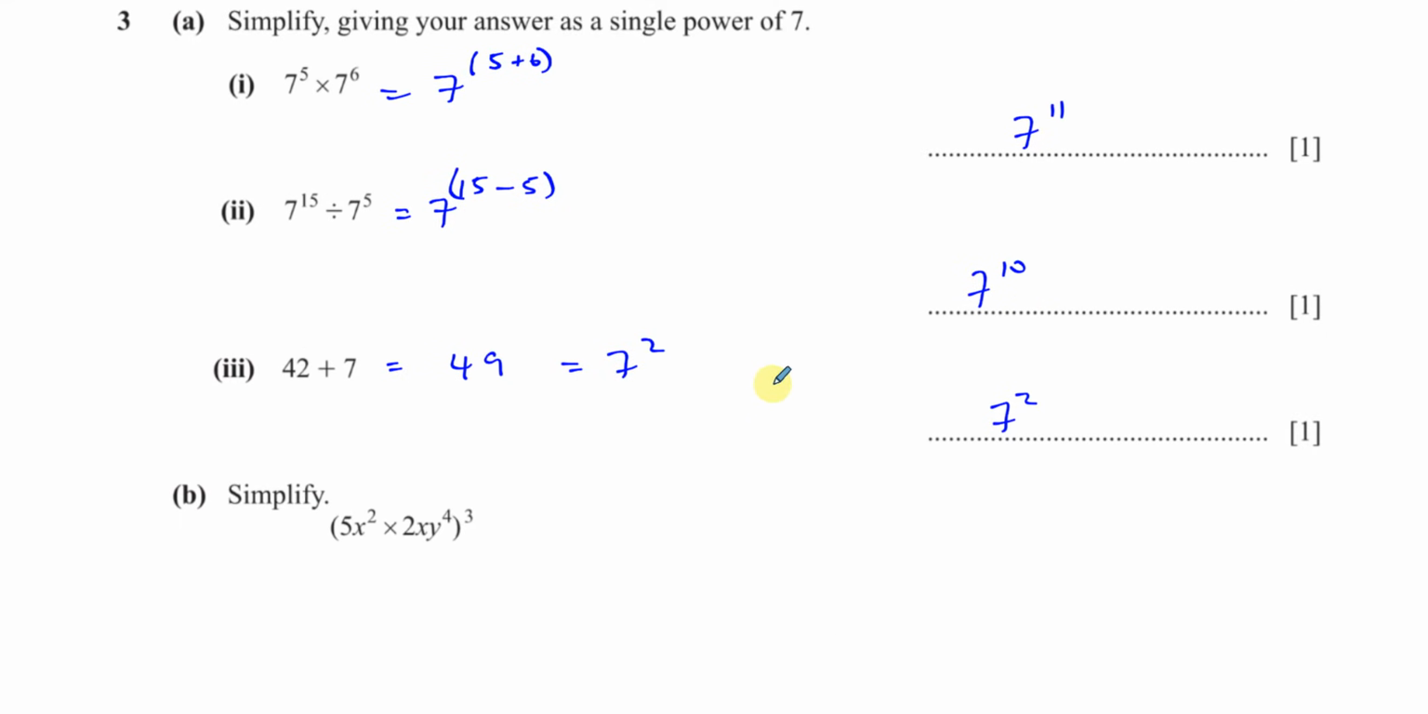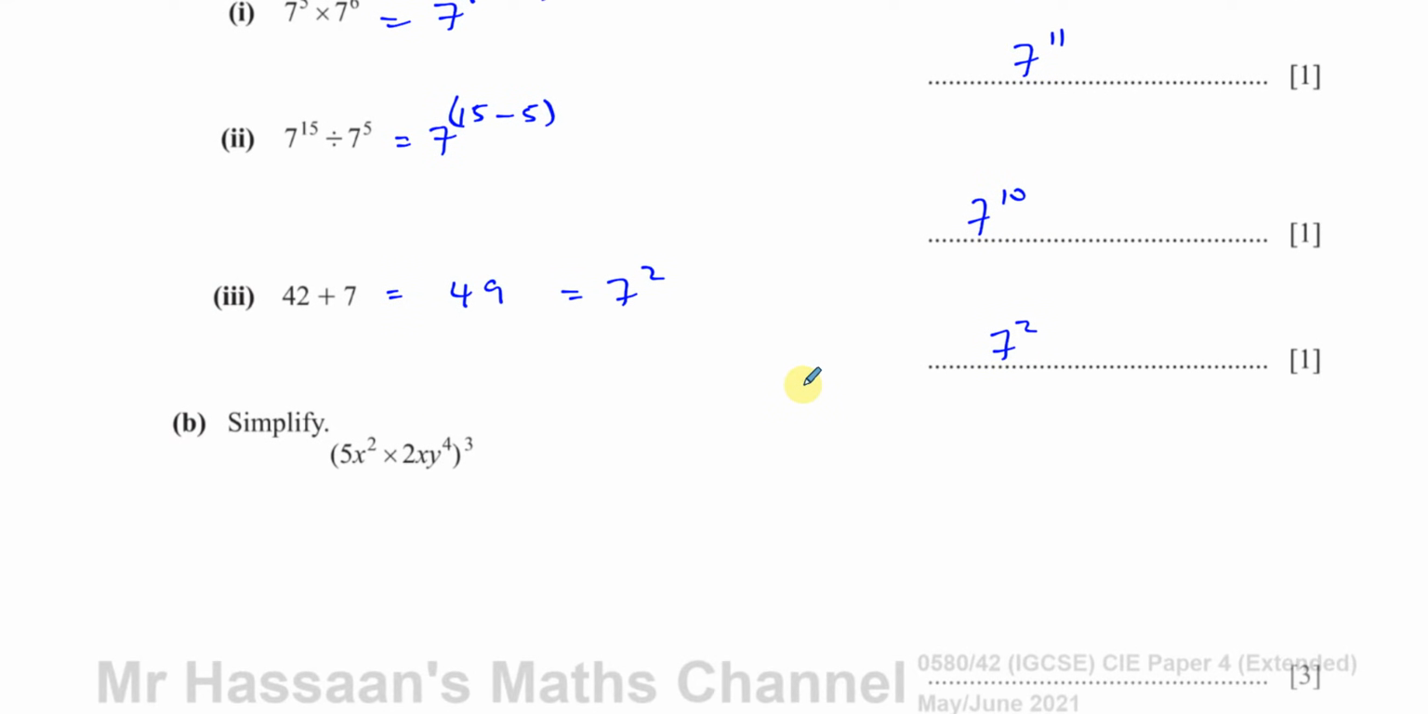All right, now part B says simplify 5 to the power of 5, x squared plus 2xy to the power of 4, all to the power of 3. What I can do is multiply what's inside the bracket first. So I'll have 5 times 2, which is 10. I'll have x squared times x, which is x to the power of 3. Remember, there's a 1 here, so we add those powers. And we've got y to the power of 4. And all this has to be raised to the power of 3.